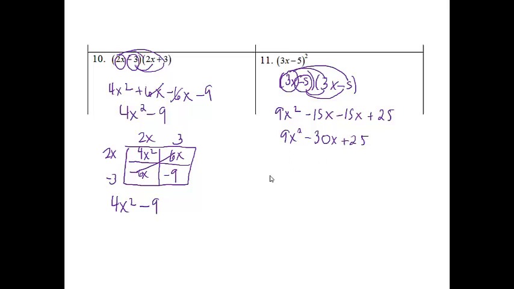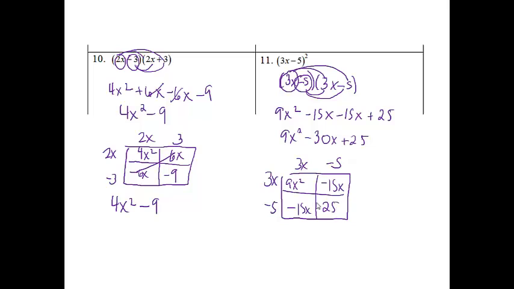Right, if you were to use the box for this, we'd get 2 rows, 3x and negative 5, and then 2 columns, 3x and negative 5. Don't forget the negative with the 5s. Okay, and then filling in my box, I get 9x squared, negative 15x, negative 15x, and positive 25. Then combining like terms again, I get 9x squared minus 30x plus 25, and I should have an x there. The code letter for this video is I.